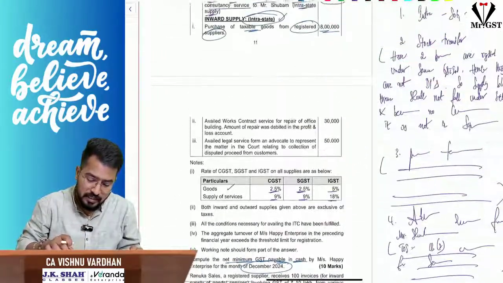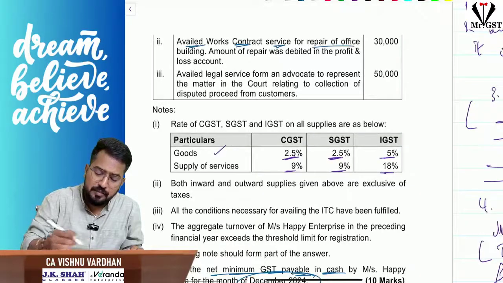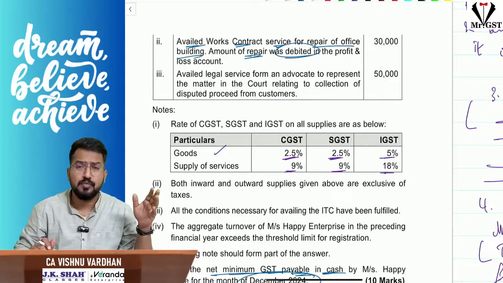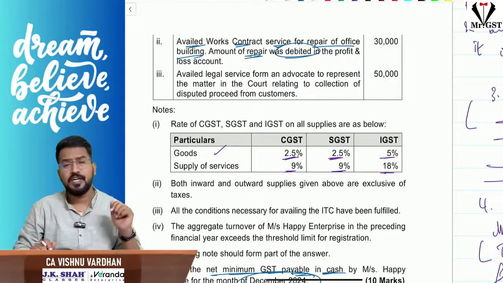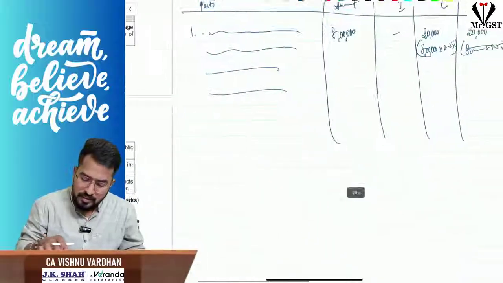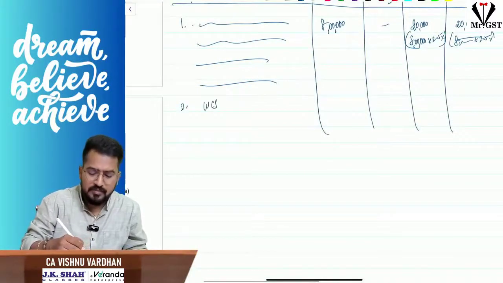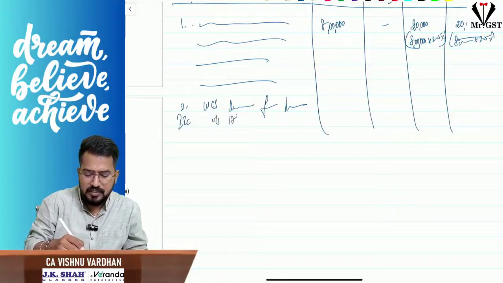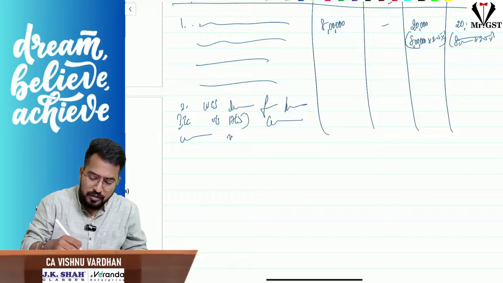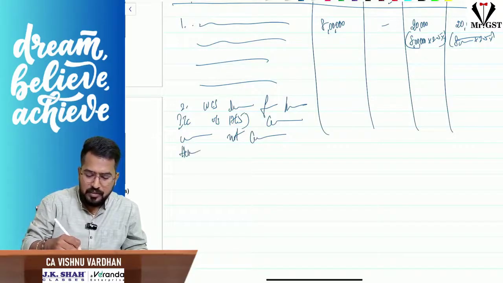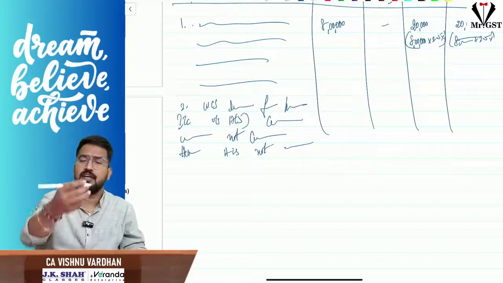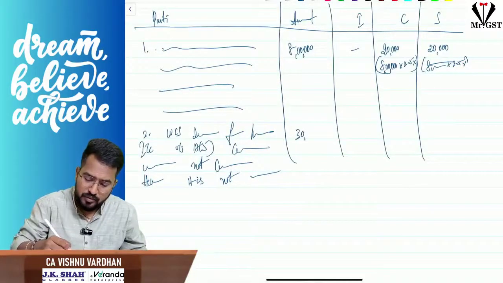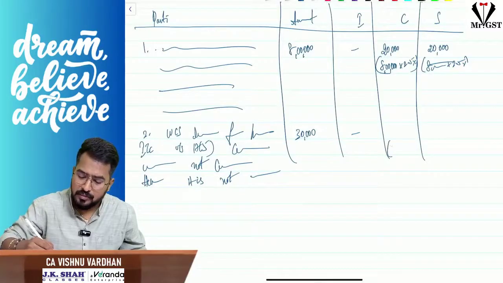What is the other purchase? Availed works contract services for repair of office building. Amount of repair was debited in the profit and loss account. You know, works contract services ITC is blocked as per Section 17(5), but when it is not capitalized you can take ITC. So here you should write that. In the reason you will write: works contract services received for business purpose, ITC shall be blocked under Section 17(5) except where such expenditure has not been capitalized. Here it is not capitalized, so you can avail ITC. Hence here ITC can be availed. How much is the amount? 30,000, and this is service, so you have to go with 9% and 9%.